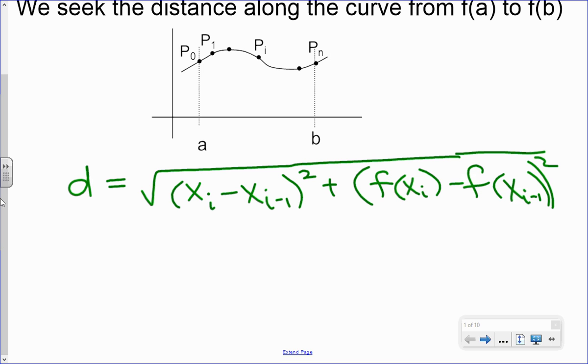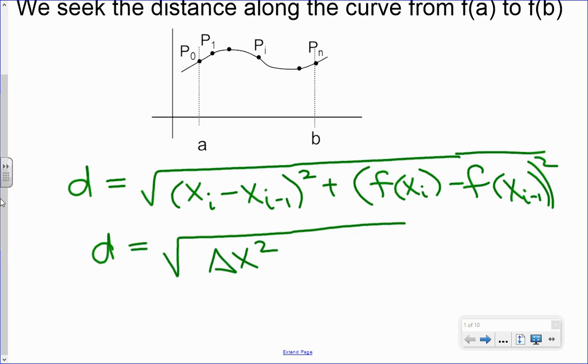Now, what is another way to describe x1 minus x2 or x2 minus x1? We like to call that, well, how about change in x? So this I can call change in x squared, plus change in y squared.